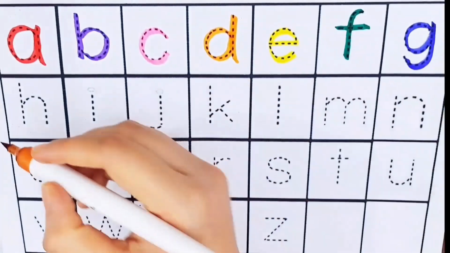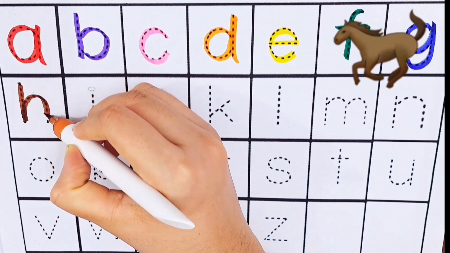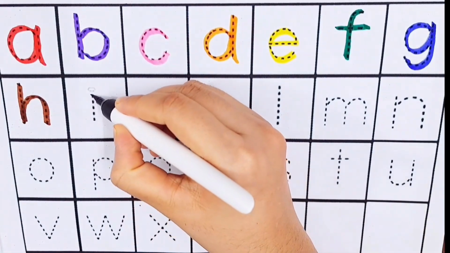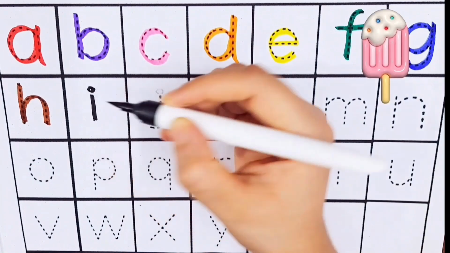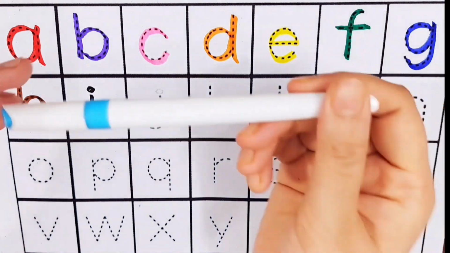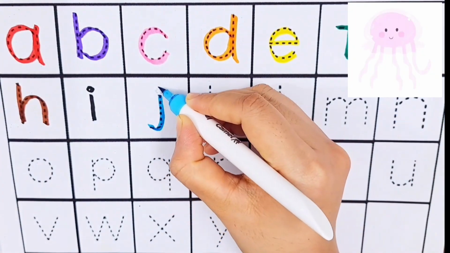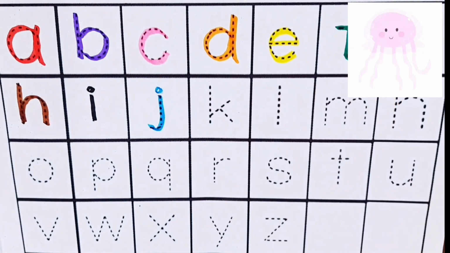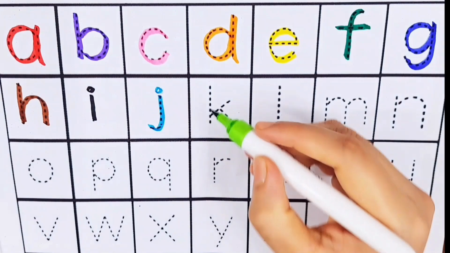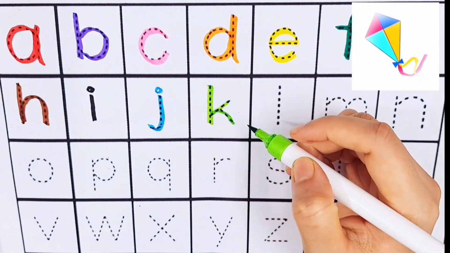Brown color. H. H for horse. Black color. I. I for ice cream. Light blue color. J. J for jellyfish. Light green color. K. K for kite.